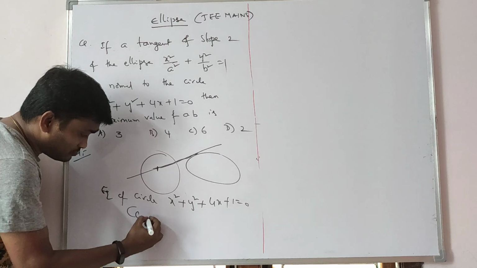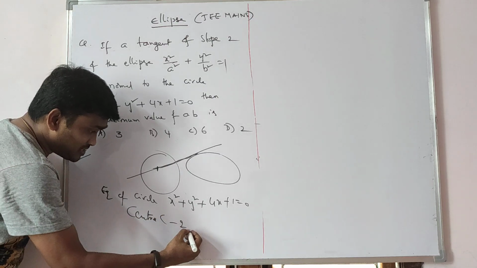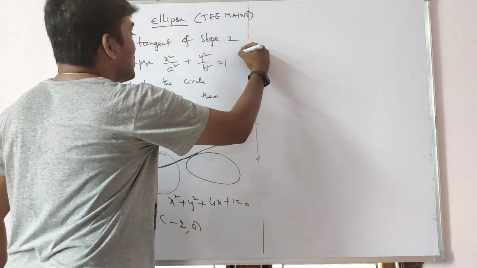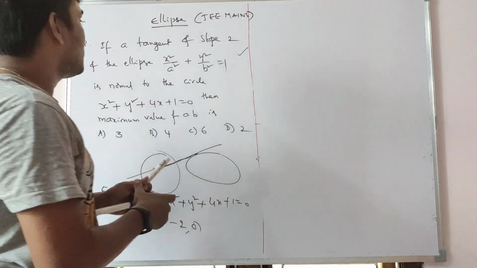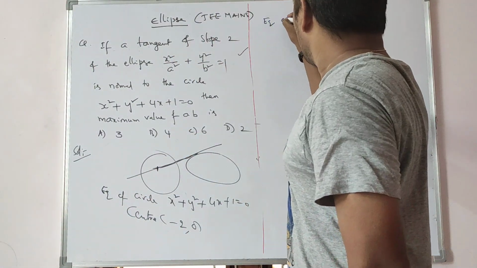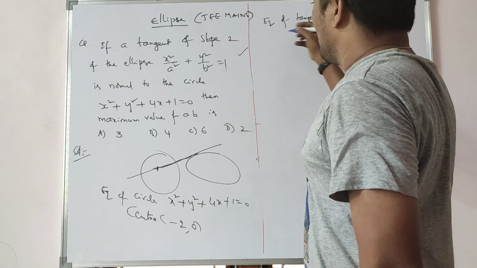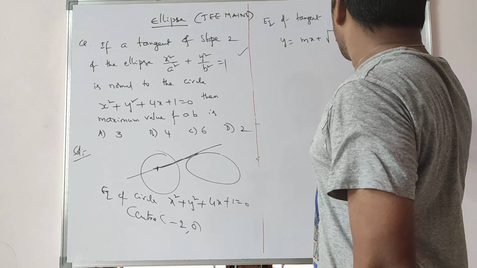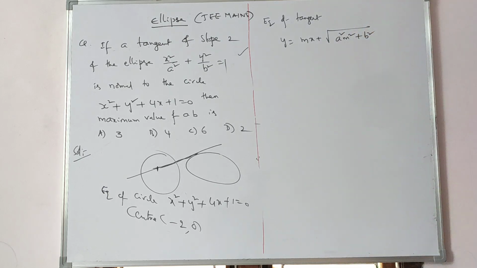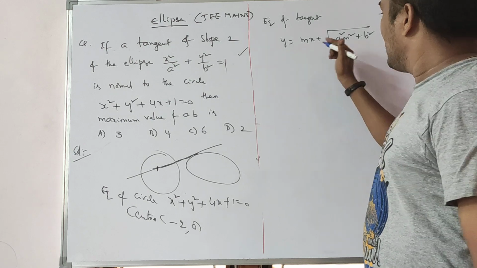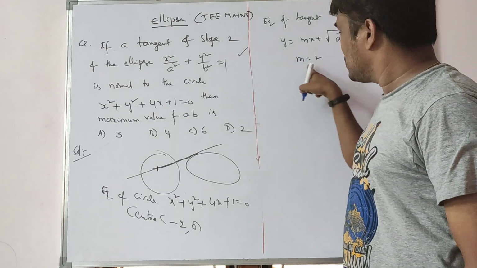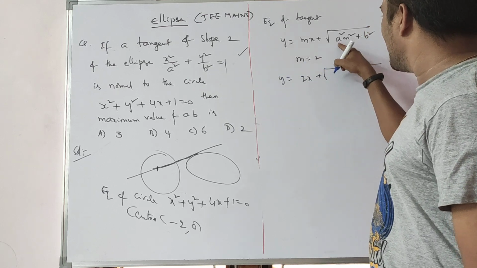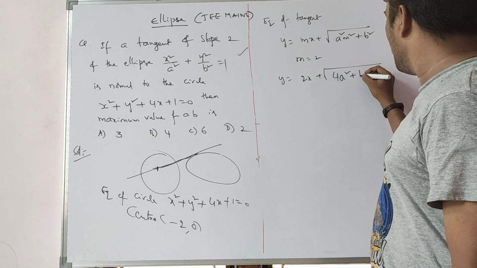So here what is the center? That is (-2, 0). Okay, fine. Now, what is the equation of the tangent? That is y is equal to mx plus root over a square m square plus b square. Okay. Slope is given, m is equal to 2. So y is equal to 2x plus root over 4a square plus b square.